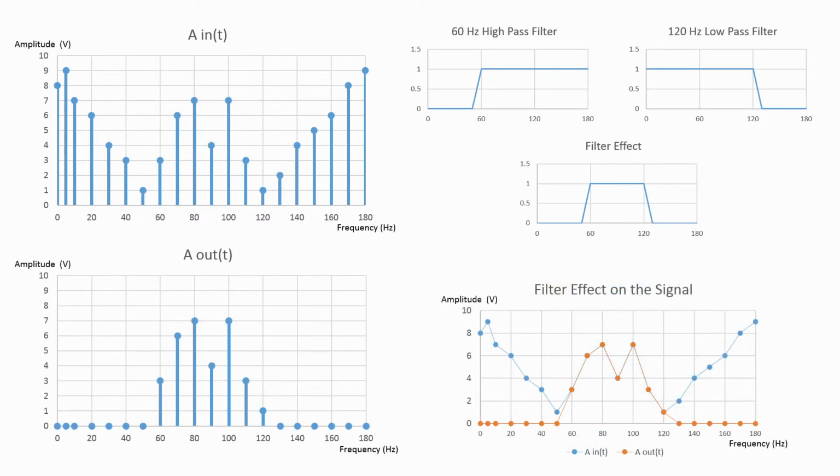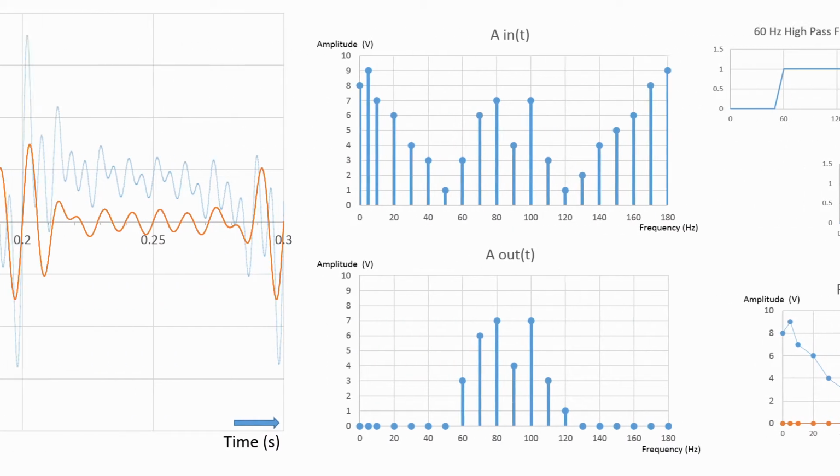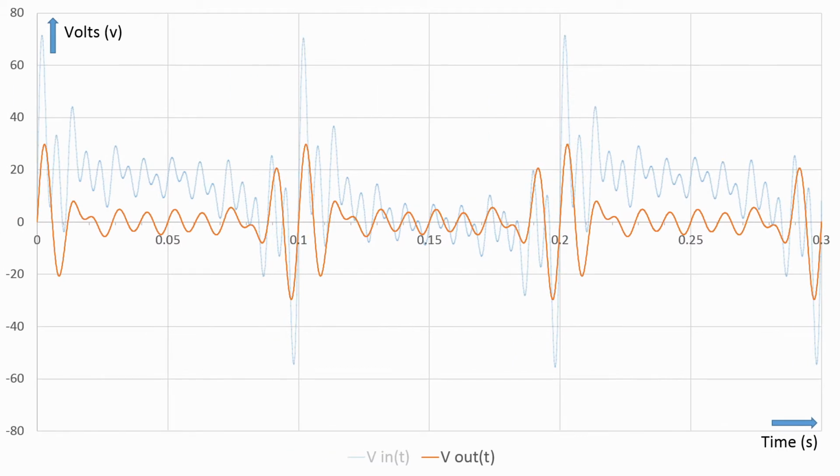Now the signal can be converted back to the time domain fairly easily, and we can clearly see the filtered signal. Now we only have the information that we need, and all that noise has been removed. So, how is this done in the real world, particularly in electronics?